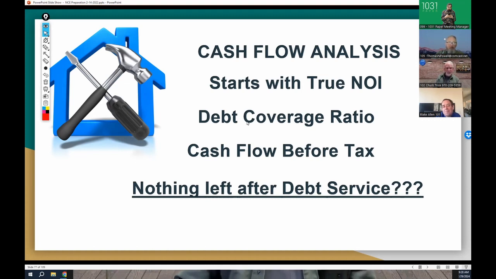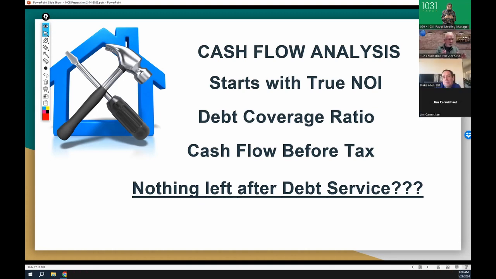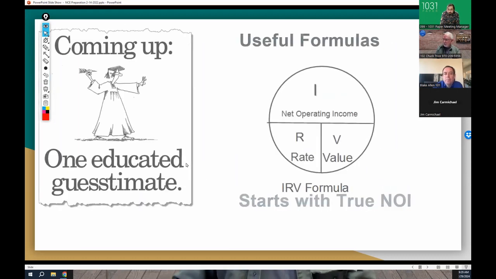So debt coverage ratio, a lender will want 15 to 25%. That would be 1.15. That would mean everything plus your expenses. But a lender will want that debt coverage ratio. So when you add your debt in, if you get down to your cash flow and there's nothing left before tax, I mean, you can pay your debt, but when you look down at your income, you have nothing left after debt service.